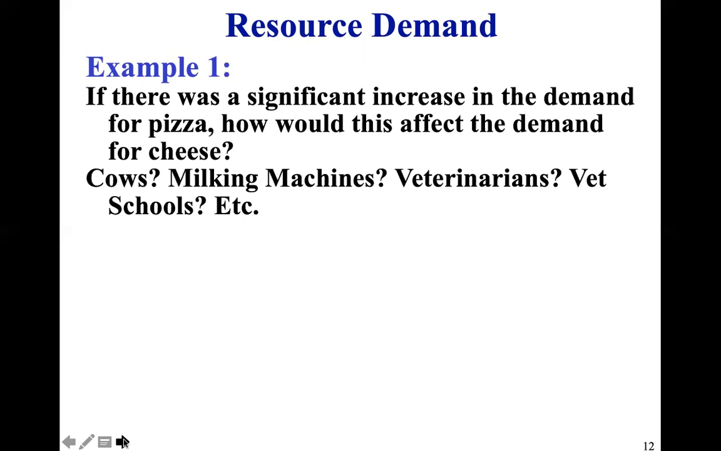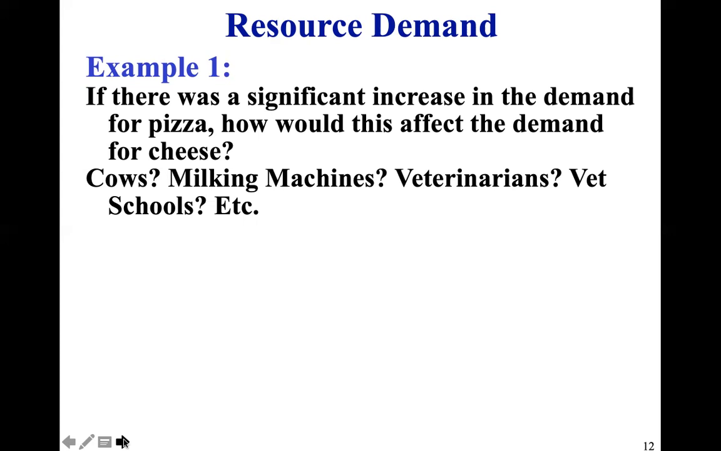And the same would be true for all the resources that go into cheese and pizza, right? So in theory, all other things equal, if the price of pizza goes up, then the demand for cows and milking machines and even veterinarians would increase.